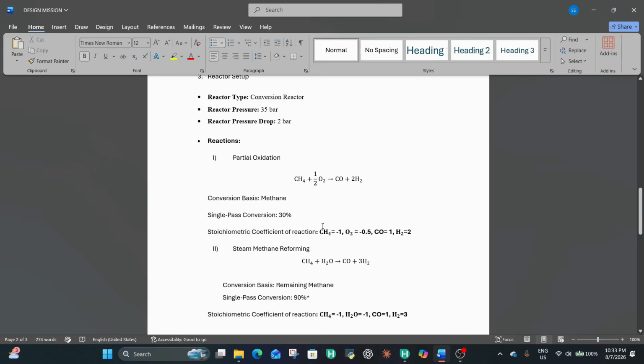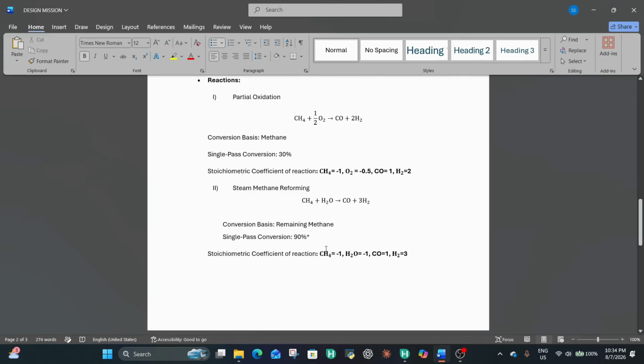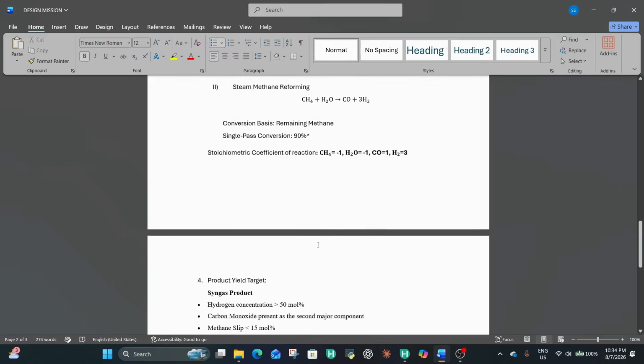Our base component for the second reaction, the SMR reaction, is still methane, but do take note of the remaining methane after we remove 30% from our total methane given. That's 70% left. So we're using 90% of the 70% left. I hope you're still with me. And this is the stoichiometric coefficient given.